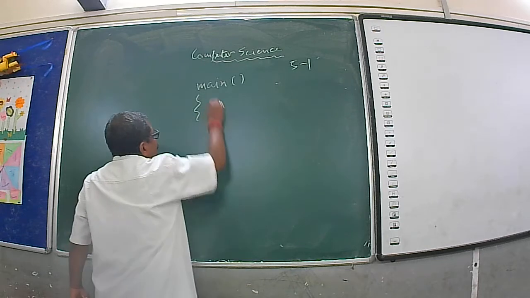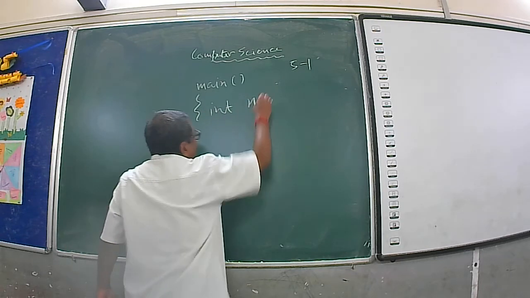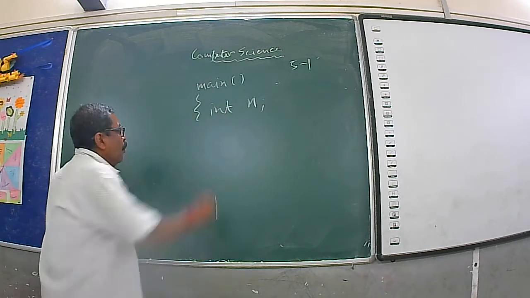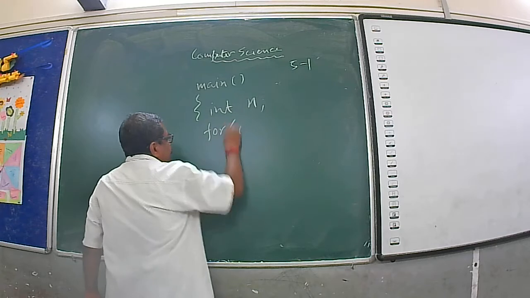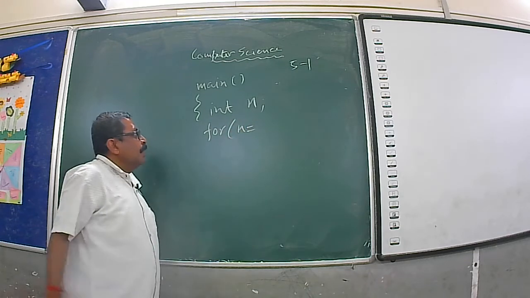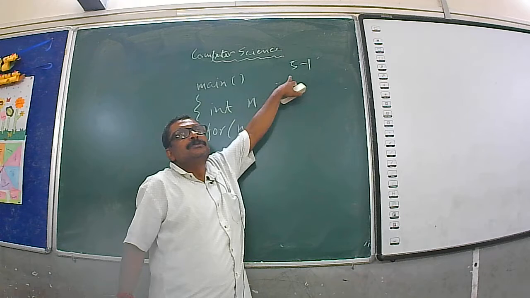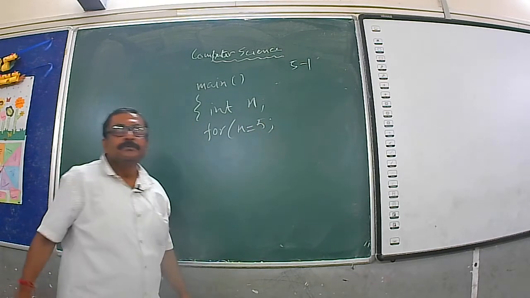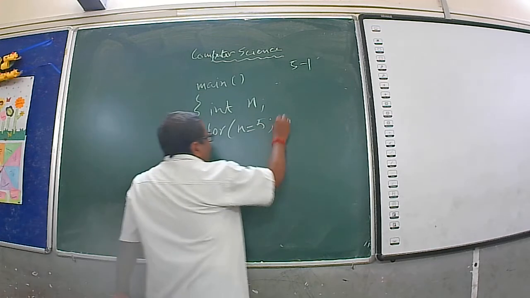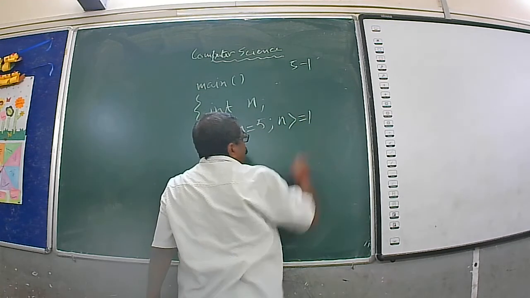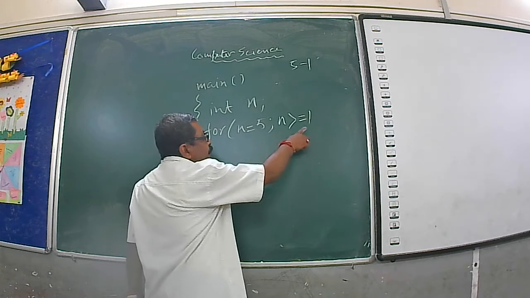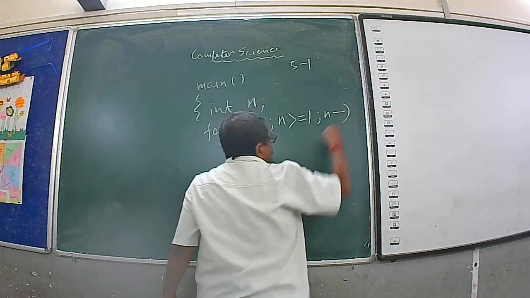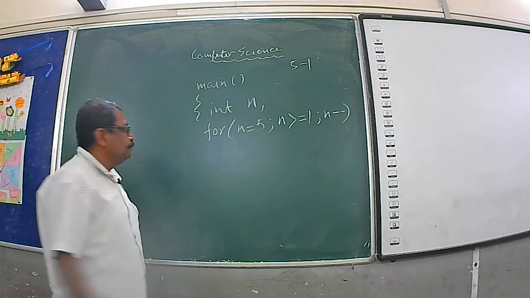Main. int n. I can give any variable name, that is n. For n is equal to, now what is the starting value? 5. n greater than or equal to 1, because my last value is 1. n minus minus.